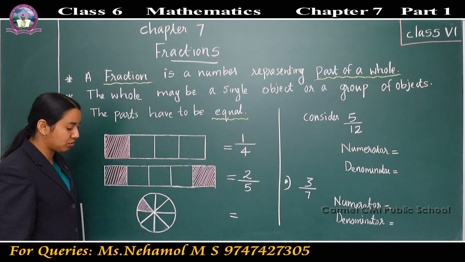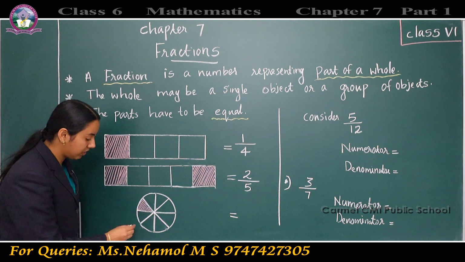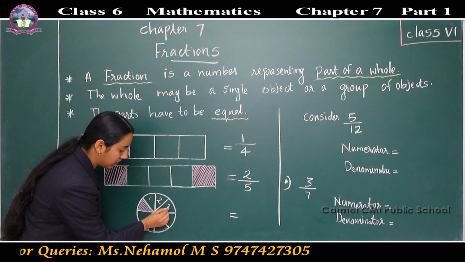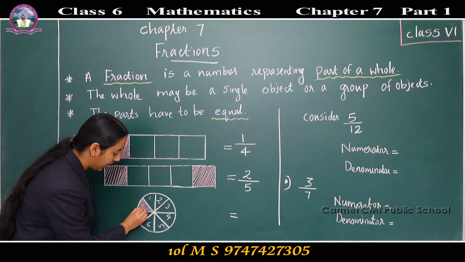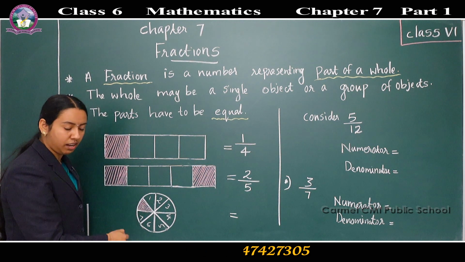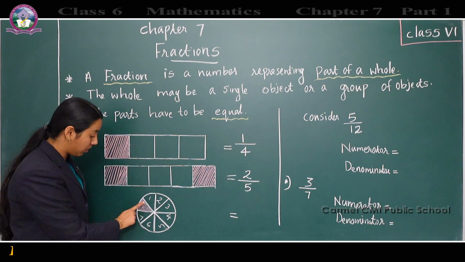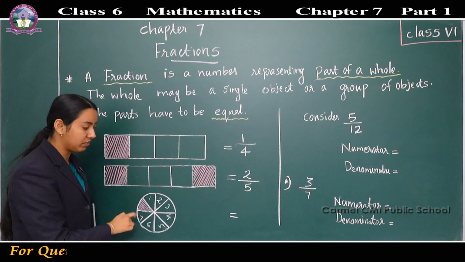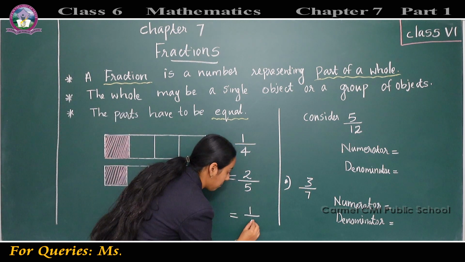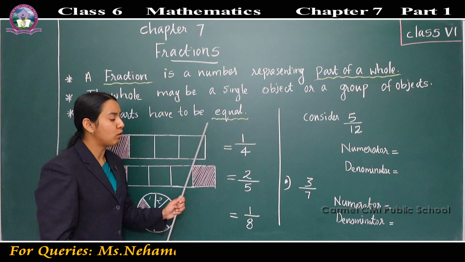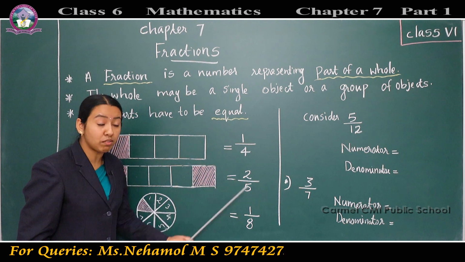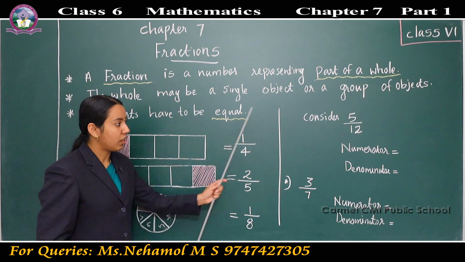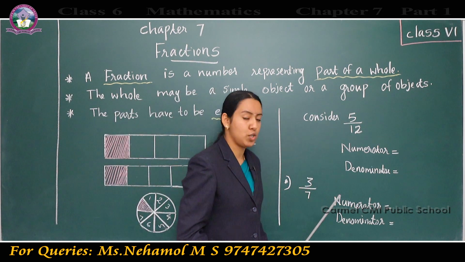Then consider the next one. How many parts are there? 1, 2, 3, 4, 5, 6, 7, 8. 8 parts are there. Out of these 8 parts, one part is shaded and we can represent it as 1 by 8. So 1 by 4, 2 by 5, 1 by 8, etc. are examples of fractions.